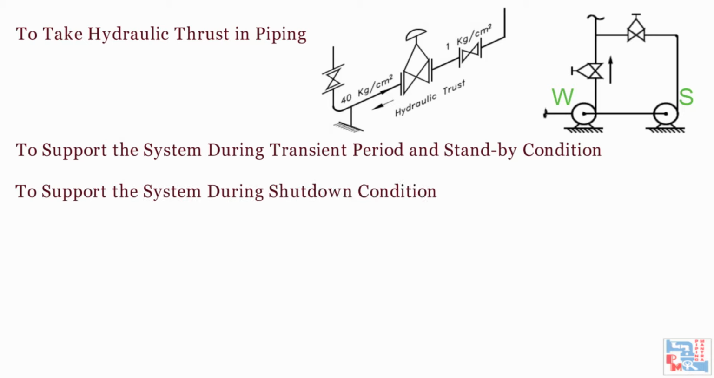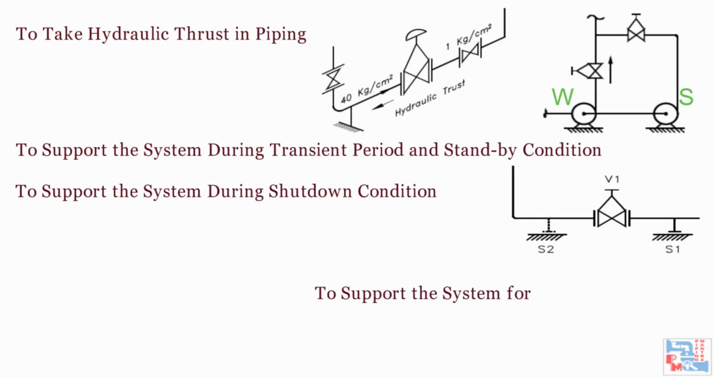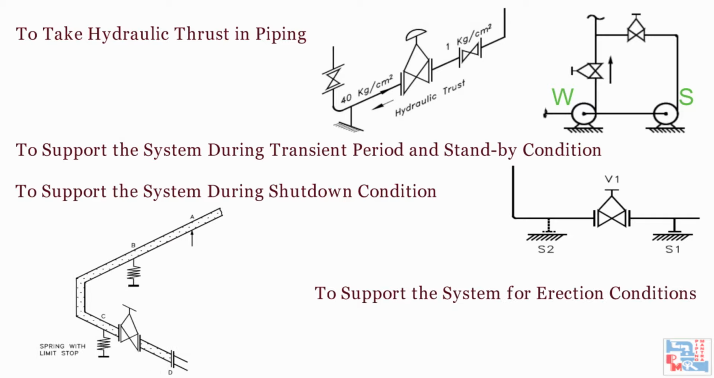When for maintenance of certain equipment or component like valve is taken out, remaining system should not be left out unsupported. Referring to the figure, support S1 will be sufficient, but when valve V1 is taken out for maintenance, there will not be any support for vertical leg. Therefore, second support S2 may be required to take care of such conditions. Next is to support the system for erection conditions.